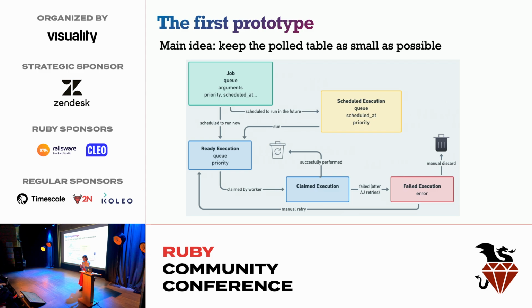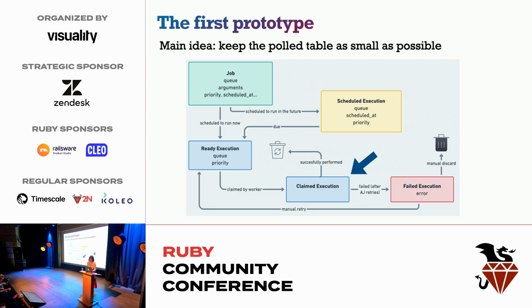In this prototype, we have different states for the jobs. We call them executions. For example, when a job is enqueued to run in the future, we will create a scheduled execution there, not in the ready execution table. And then, when that job is ready, because it's due, we will move it to the ready execution table, and only then it will be picked to be run. And even more, when a job is already picked by a worker, we also remove it from the ready execution table, and we move it to be claimed. So basically the table is as small as it can be. It only has jobs that are ready to be picked.